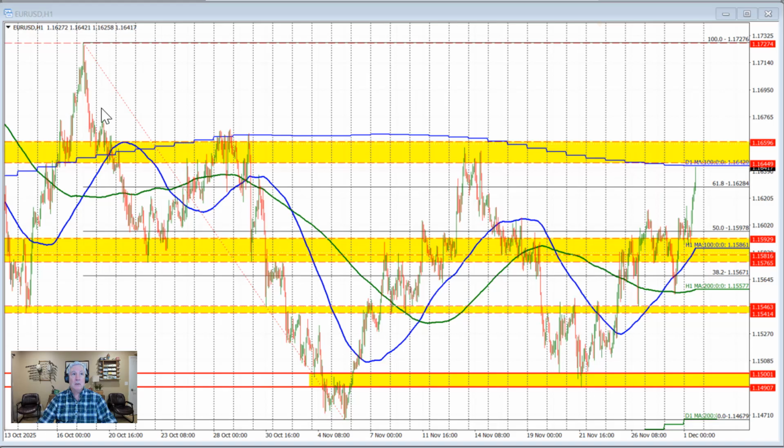Let's talk about the euro versus U.S. dollar. We're going to focus on the hourly chart, and we are approaching a key level right here. This is the 100-day moving average back here in the month of November, or mid-November. We are December 1 here today, by the way.